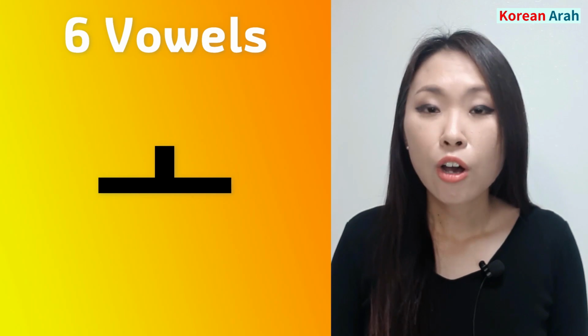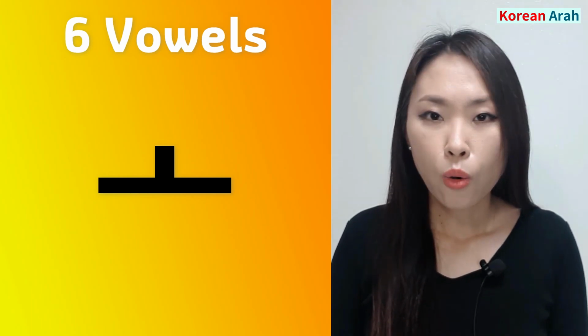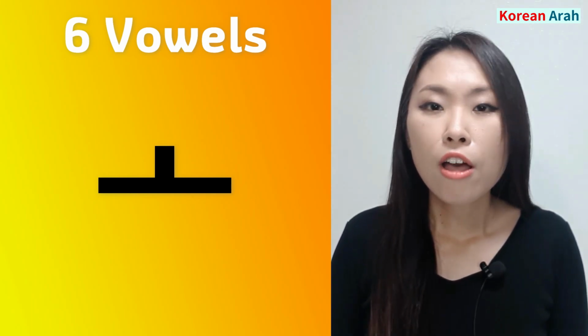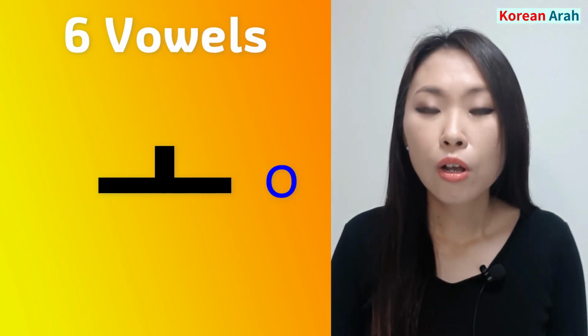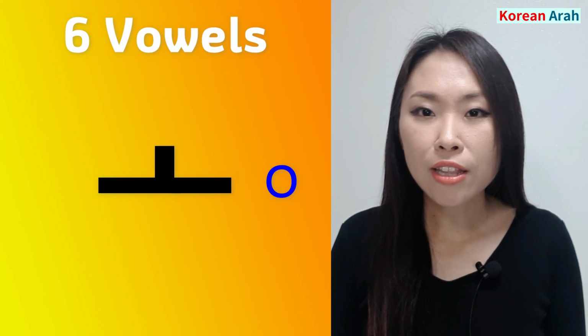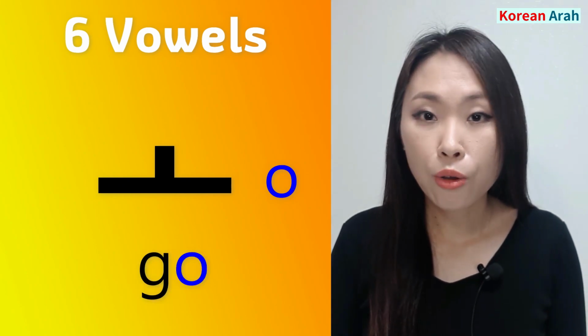This vowel is o. The romanized letter for o is O. O sounds like the letter O in the word go.